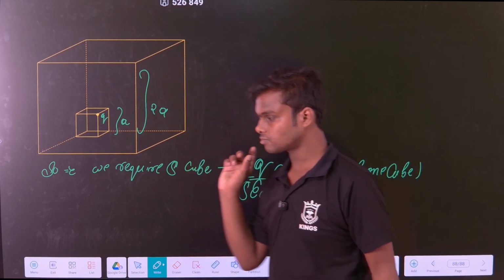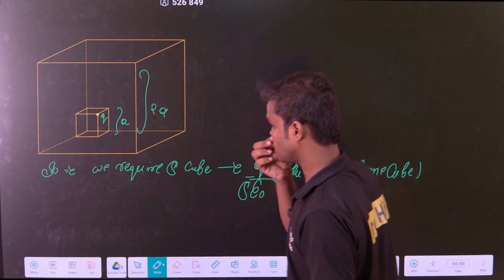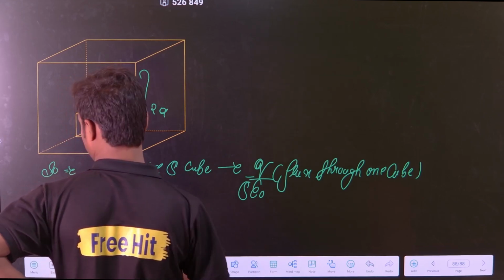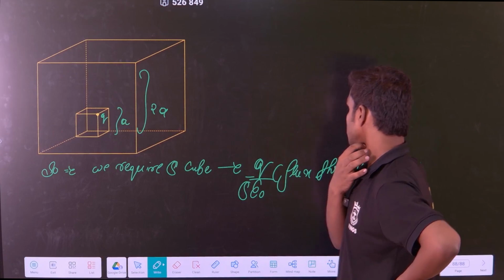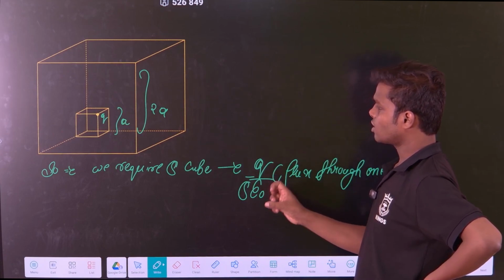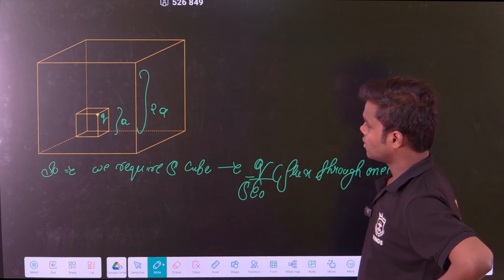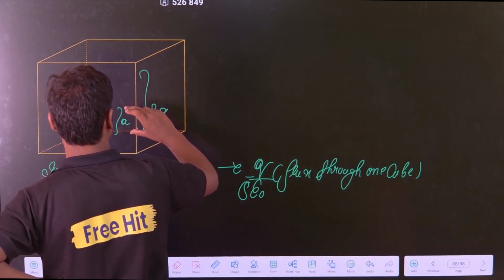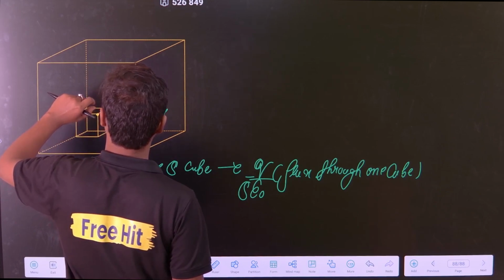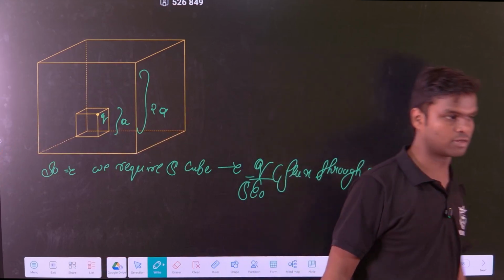I hope it is clear. Am I correct, or am I doing something wrong? Yes, it is correct. So we require a total of 8 cubes to cover this cube, correct? 8 cubes or 6 cubes? One minute. One cube here, then 4 cubes will be there, 1 2 3 4. Yes, it's correct. 8 cubes will be required to cover it.